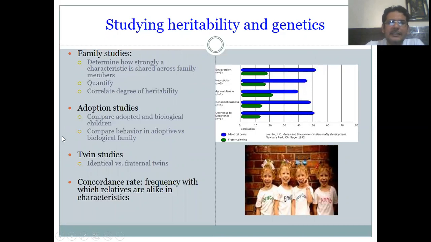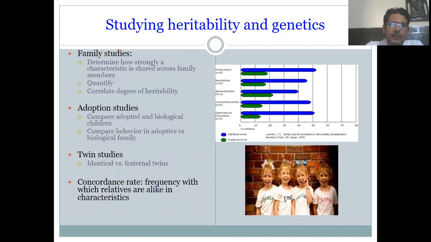and correlate degree of heritability. So how much it will be inherited to their children. So in this case, we check the characteristics strongly which are shared among the family members through the family stories.